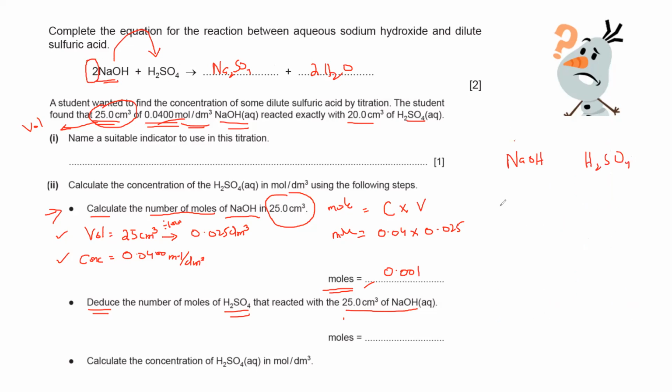If there are 2 moles of sodium hydroxide, there should be 1 mole of sulfuric acid. But in the question, how many moles of sodium hydroxide are there? In the question, we have 0.001 moles. So how many moles of sulfuric acid will be there? X. So we cross multiply. 2 will multiply with X and 0.001 multiplied with 1. So it will be 2x equals 0.001 and x will be equal to 0.001 divided by 2, which is equal to 0.0005. So that will be the moles of sulfuric acid that will react with the moles of sodium hydroxide.